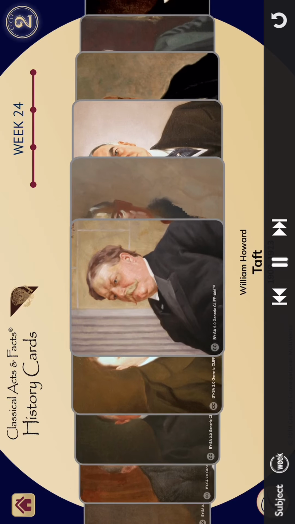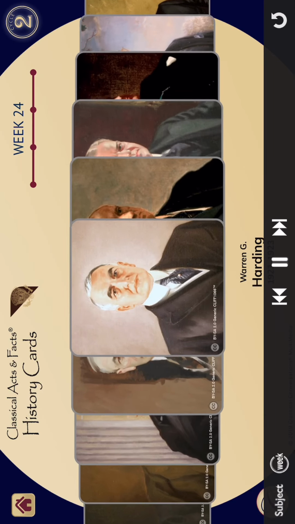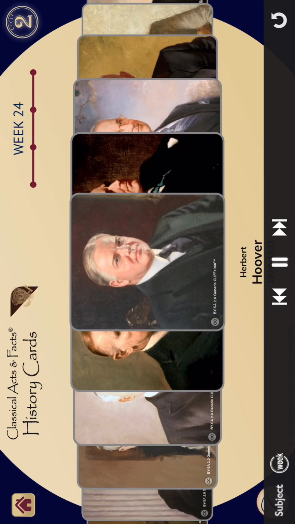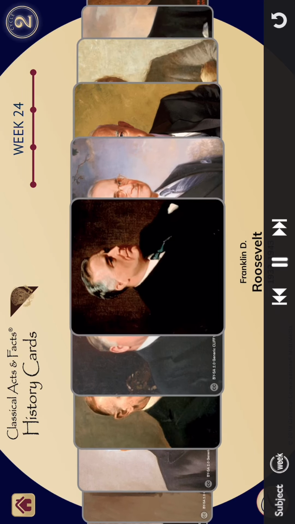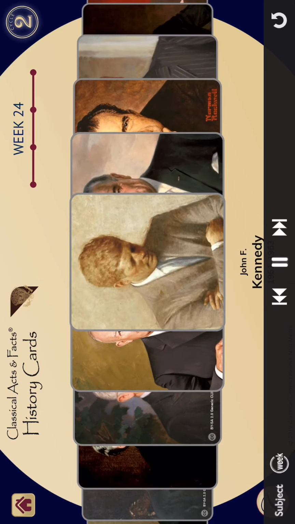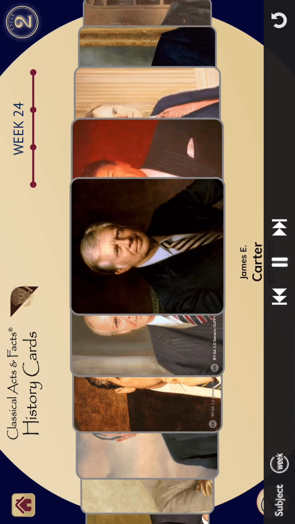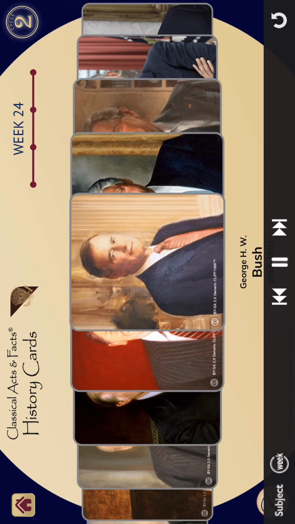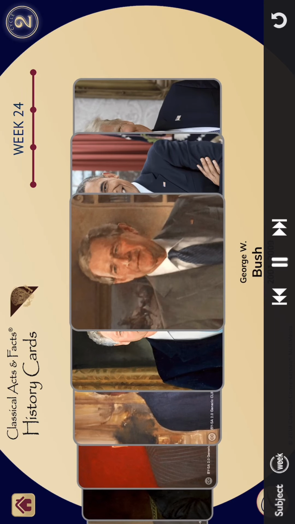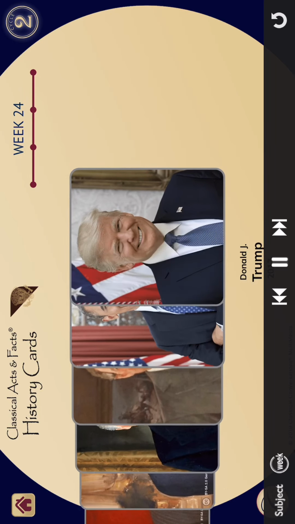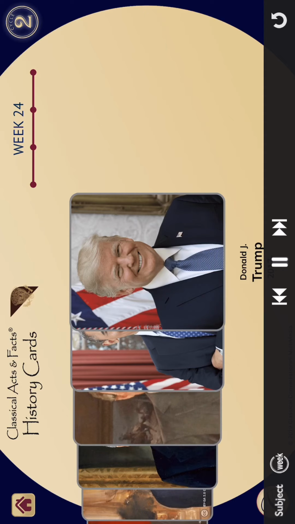Roosevelt, Taft, Wilson, Harding, Coolidge, Hoover. Roosevelt, Truman, Eisenhower, Kennedy, Johnson, Nixon, Ford. Carter, Reagan, Bush, and Clinton. Bush, Obama, Trump. It's for him we pray.